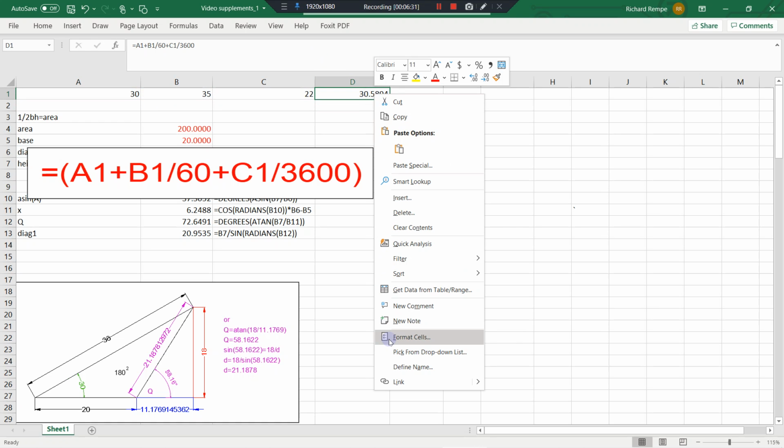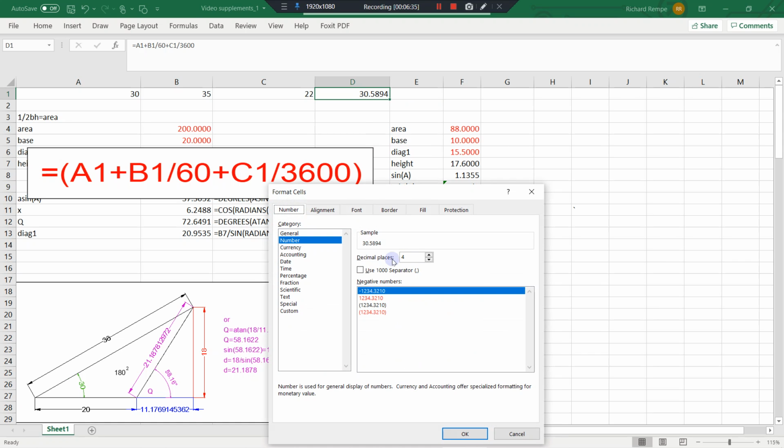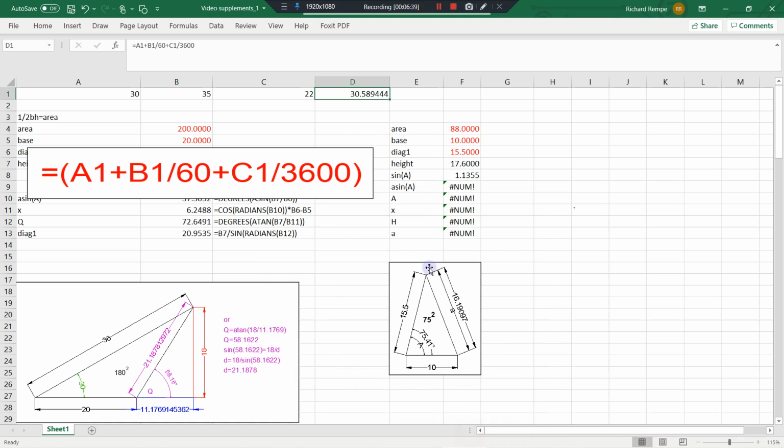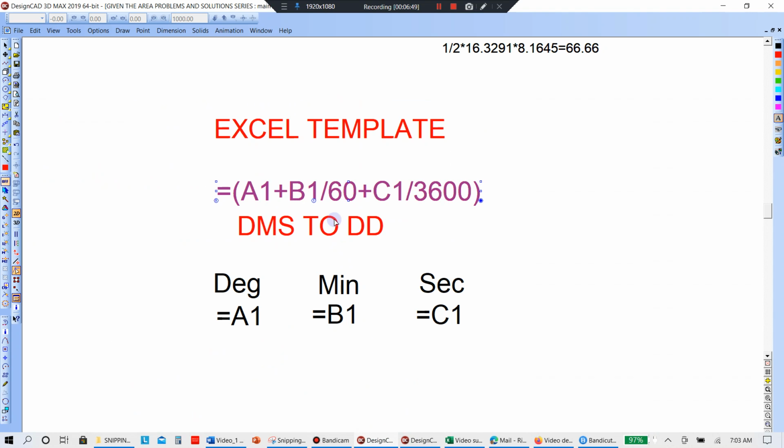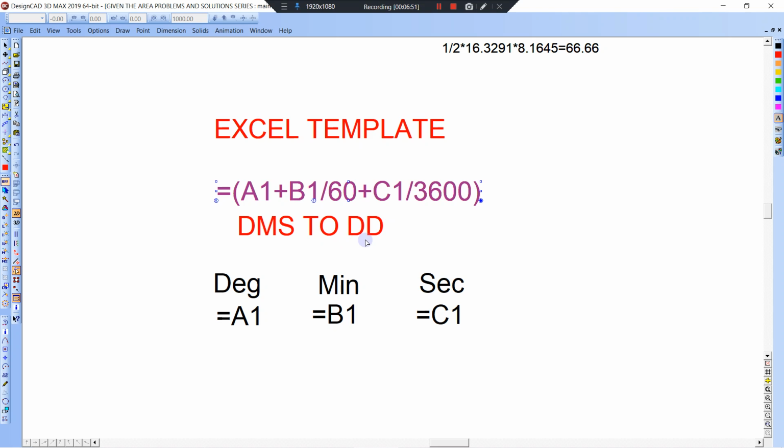When you're using this, if you're going to take that information and use it somewhere else, you want to make sure you pull those decimal places up to whatever the value is that you need, and that's how you get the decimal degrees from degrees, minutes, and seconds. In case I didn't mention that, DMS to DD. So that's how you do it.